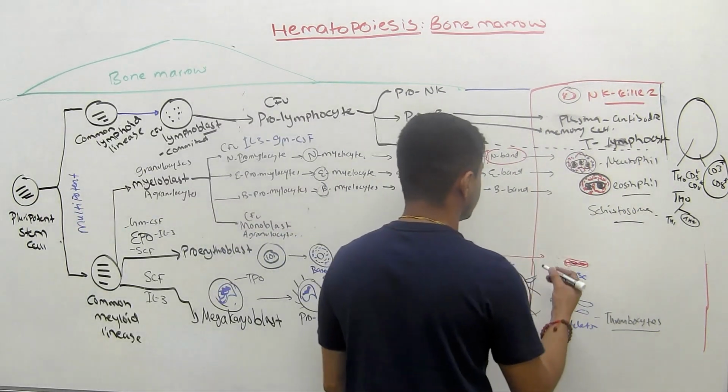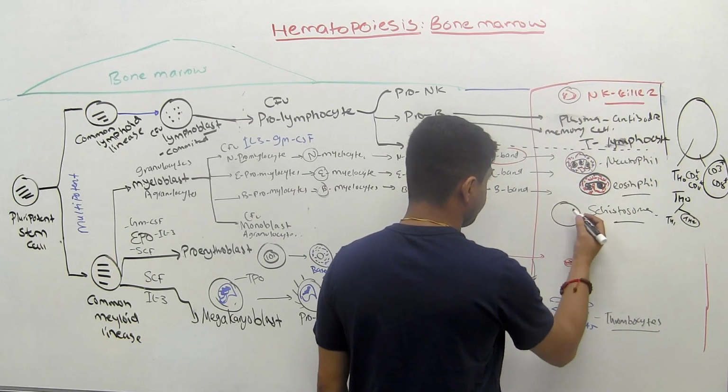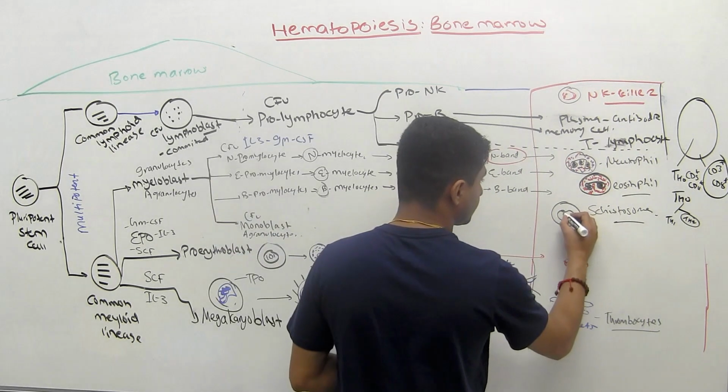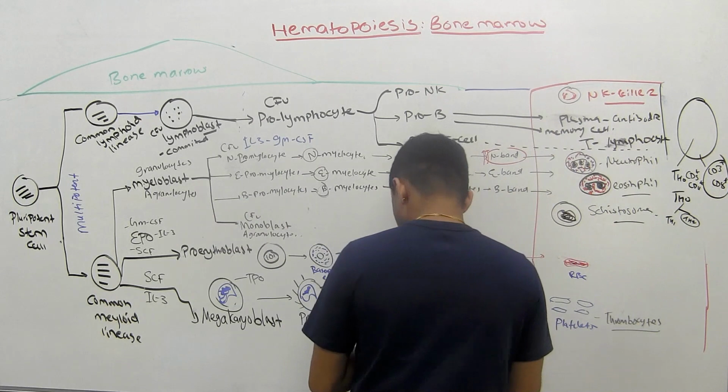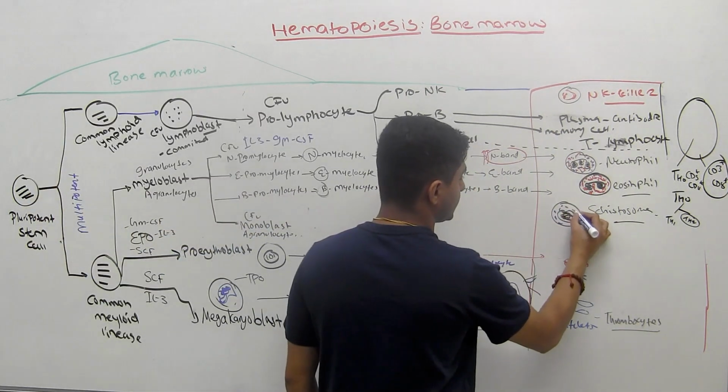Now, what is this B? The B is obviously basophil, right? They are very, very bluish, and they take the basic dye. That's why they're called basophil, because they love the basic dye, okay?